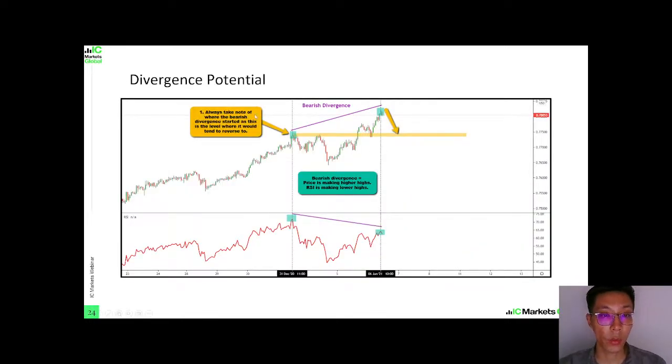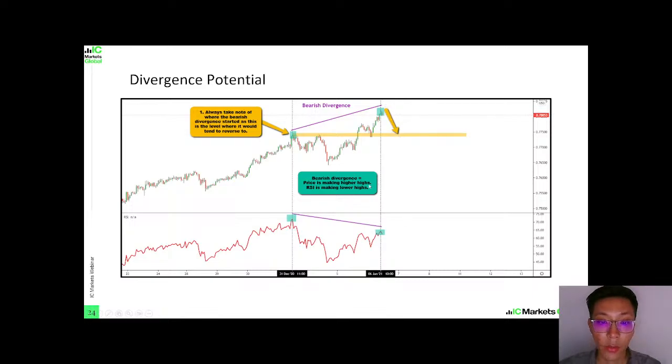Alright, so divergence potential. Always take note of where the bearish divergence started, as this is the level where price would tend to reverse to. So this is the part where it actually started. Then we have a bearish divergence over here, all the way to this high. So what this means is that price might actually fall to this level over here. If you mark out this horizontal level where it started, price would actually fall to this area.